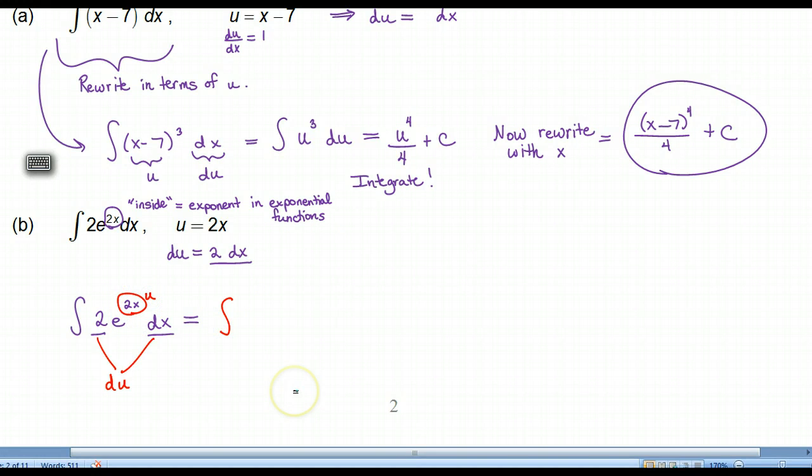Now my integral, remember this is where we want to change everything from x to u. So I have e to the u du. Okay, so I can't do anything with e. E has to be in the problem. The 2x, I'm going to replace with a u. And remember the 2 dx combined to be just du.